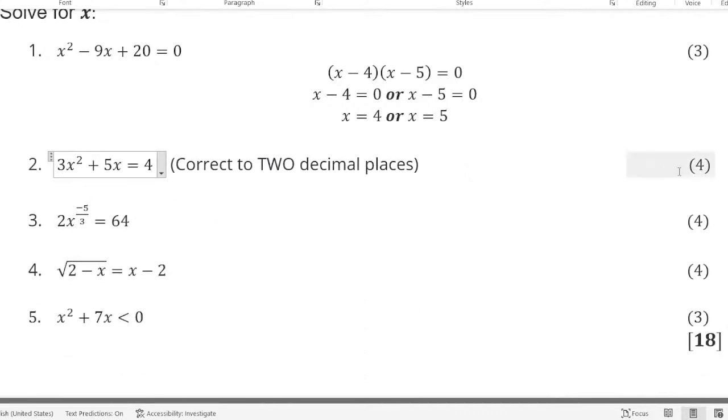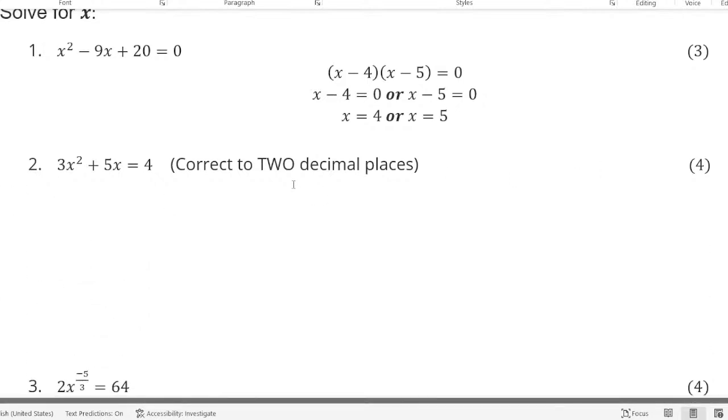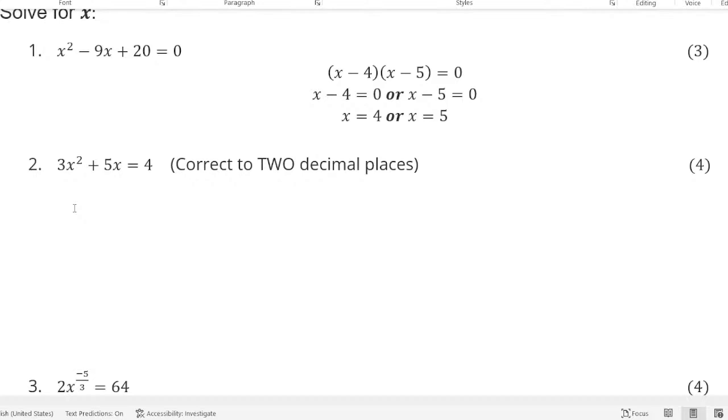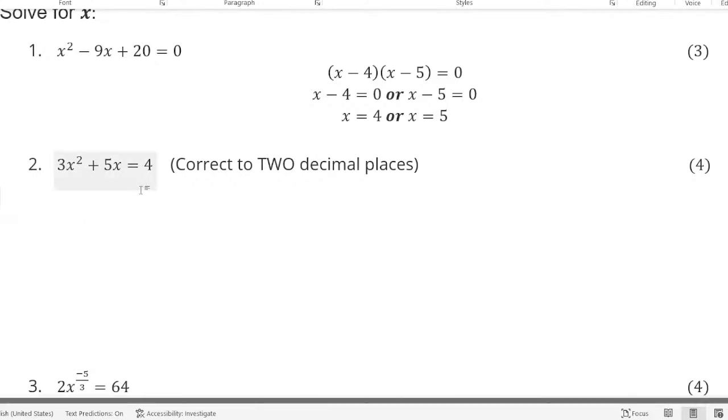Number 2, here we are guided. Remember, in your question paper, when you're writing an exam, it will always tell you to correct your answer to 2 decimal places, unless it's otherwise specified. And in this case, since it says correct your answer to 2 decimal places, it means we have to use the quadratic formula.